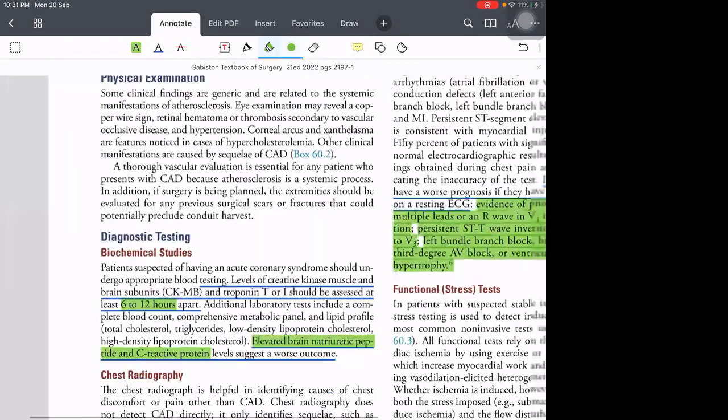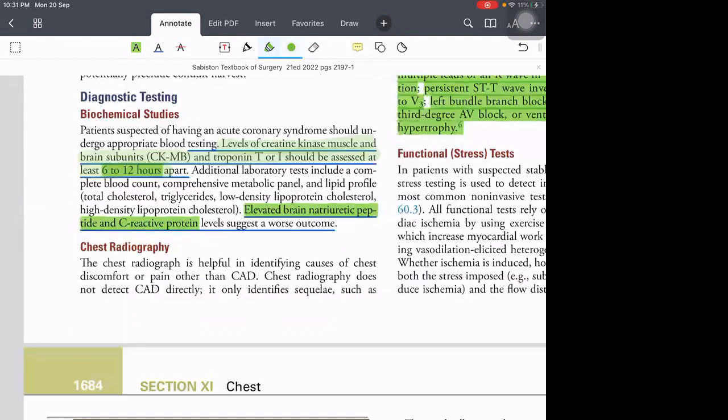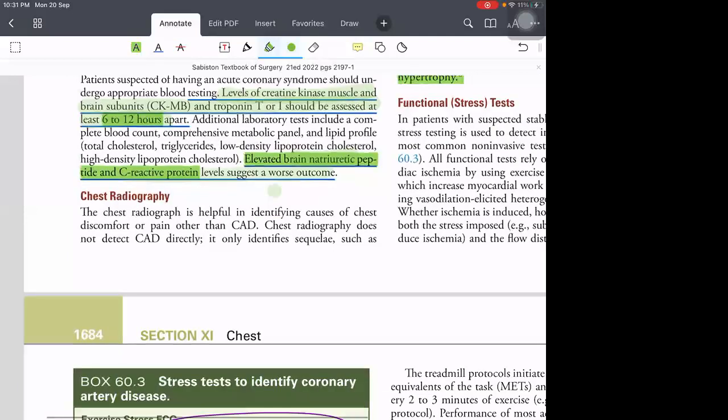Next comes diagnostic testing in case of MI. Levels of creatine kinase, CK-MB, and troponin I and troponin T are assessed at least 6 to 12 hours apart. Elevated BNP and CRP suggest a worse outcome.